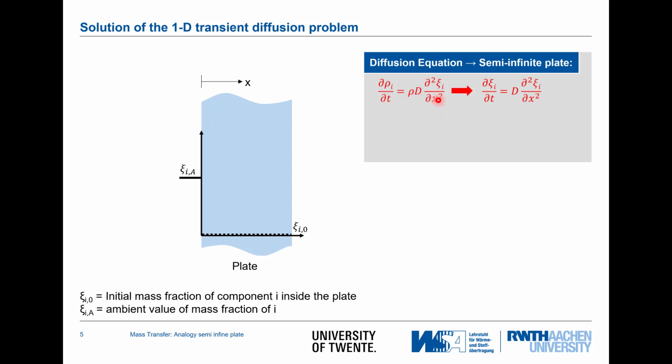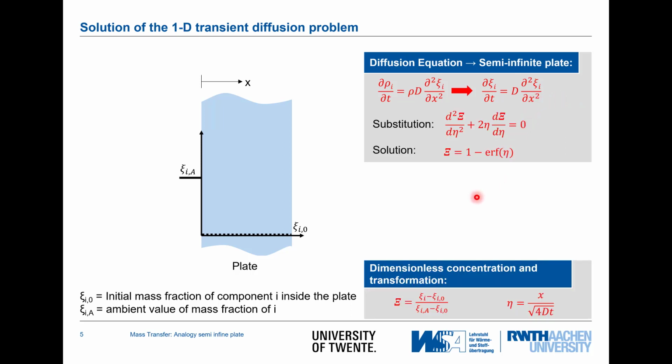If we divide by density, we get here d xi_i dt equals diffusion coefficient times second derivative of xi_i. And if we ask for a strict analogy between heat and mass transfer, we can replace D by the thermal diffusivity. However, we will not focus on that one in this little video, so let's stay with this equation.